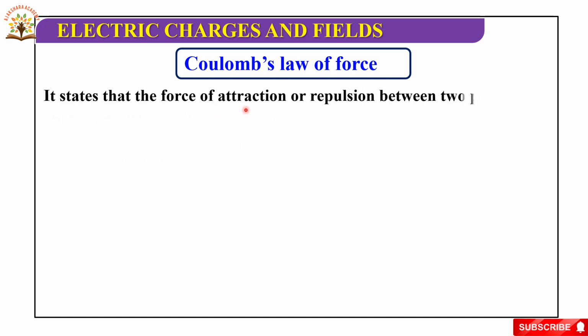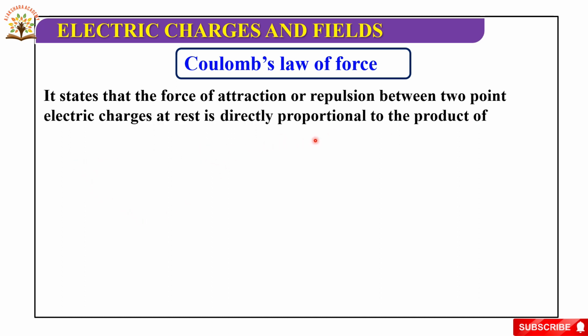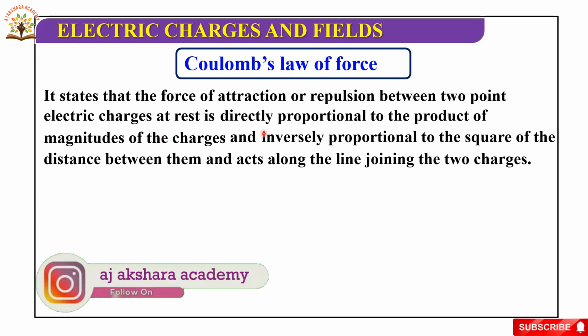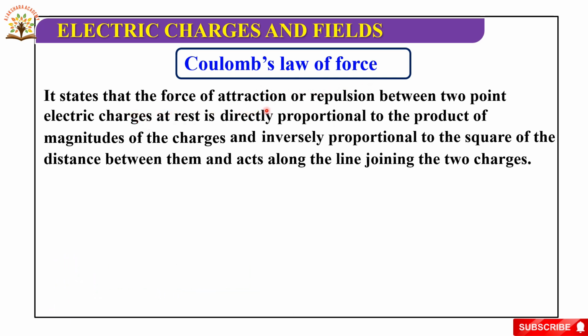It states that the force of attraction or repulsion between two point charges at rest is directly proportional to the product of magnitudes of charges and inversely proportional to the square of the distance between them, and acts along the line joining the two charges. See here, this is the statement of Coulomb's law of force. It states that force of attraction or repulsion between two point electric charges at rest is directly proportional to the product of magnitude of charges and inversely proportional to the square of the distance between them.